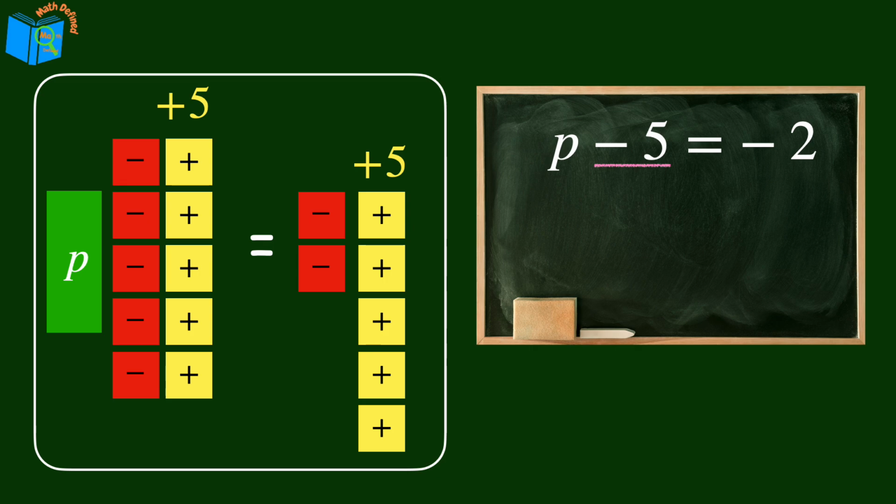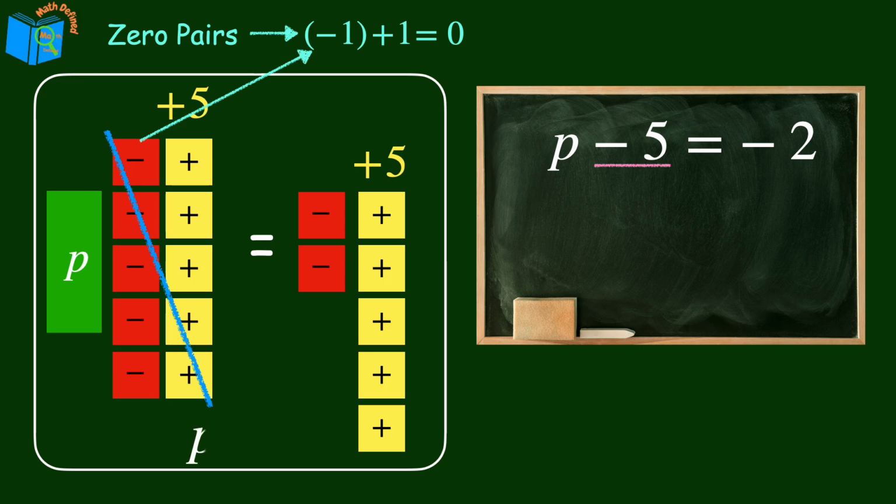Now going back to the left side of the equation, we see 5 red tiles paired with 5 yellow tiles. When we added the 5 yellow tiles, we in essence created 5 zero pairs, because combining a negative tile or a negative 1 with a yellow tile or a positive 1 equals 0, effectively canceling them out, leaving just the variable p. And on the right side of the equation, we can cancel out these 2 zero pairs, leaving positive 3 on the right side. So the solution for p is p equals positive 3.